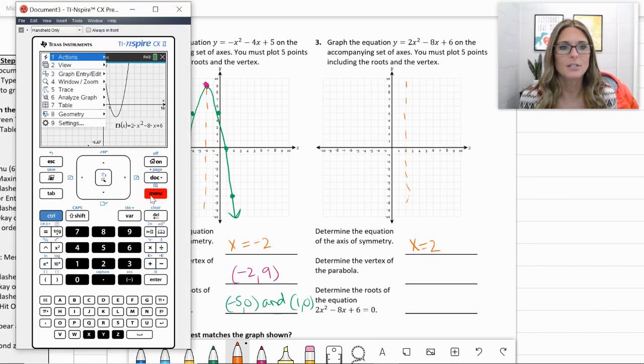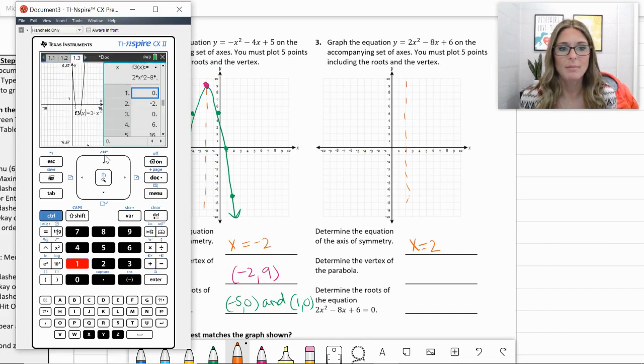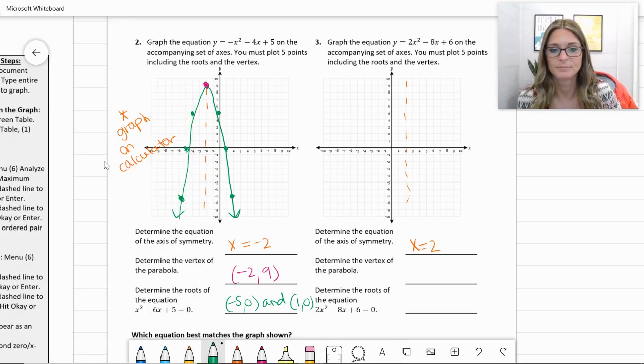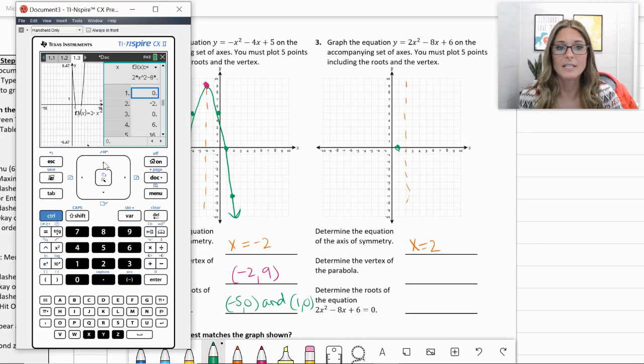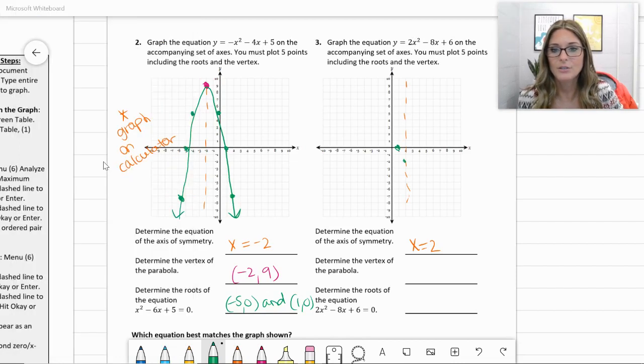Let's use the table. Let's do menu 7 and that split screen table. And maybe this will be a faster way on some of your problems. So we've got 1, 0 is one ordered pair. We've got 2, -2. That's going to be my vertex. And 3, 0.